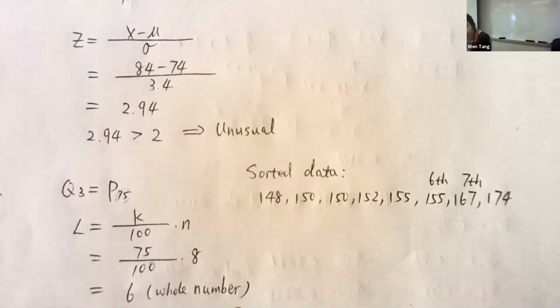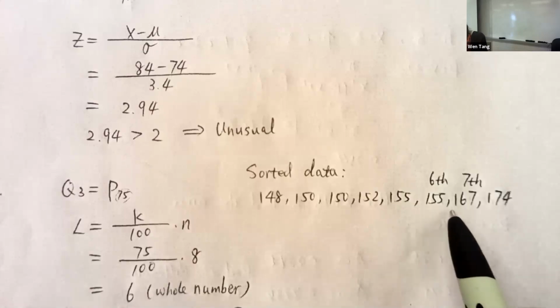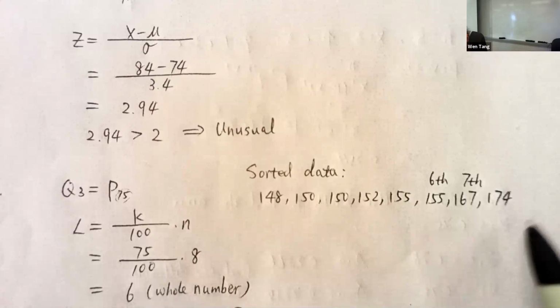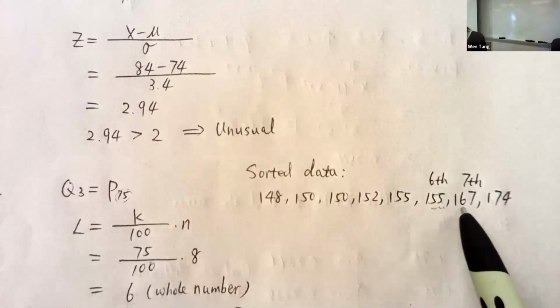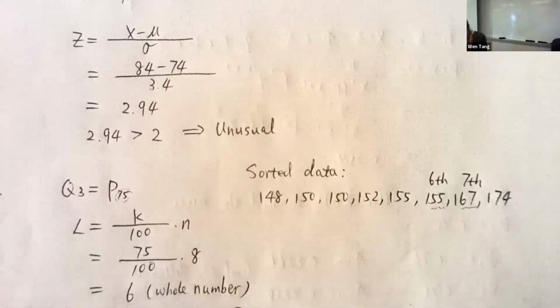Remember, we have 2 different situations. If we get a whole number for L, we need to check 2 values. So if L is 6, which is a whole number, we check the 6th value from the smallest to the greatest. And we also need to check the next one, which means we need to check 2 values, the 6th and the 7th.